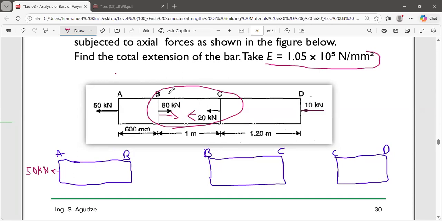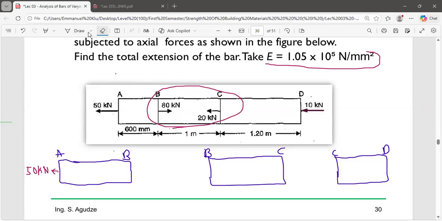So at the end of the day, to be able to know the force, we have to subtract the 20 from 80, because 20 and 80 are moving in opposite direction. If you don't want to use the 20, you can do it the other way around. If you still want to know the force at B, you can also use the 50 and the 80, since they are also moving in opposite direction. This kind of question, you don't even have to think plenty. It is just as simple as that.